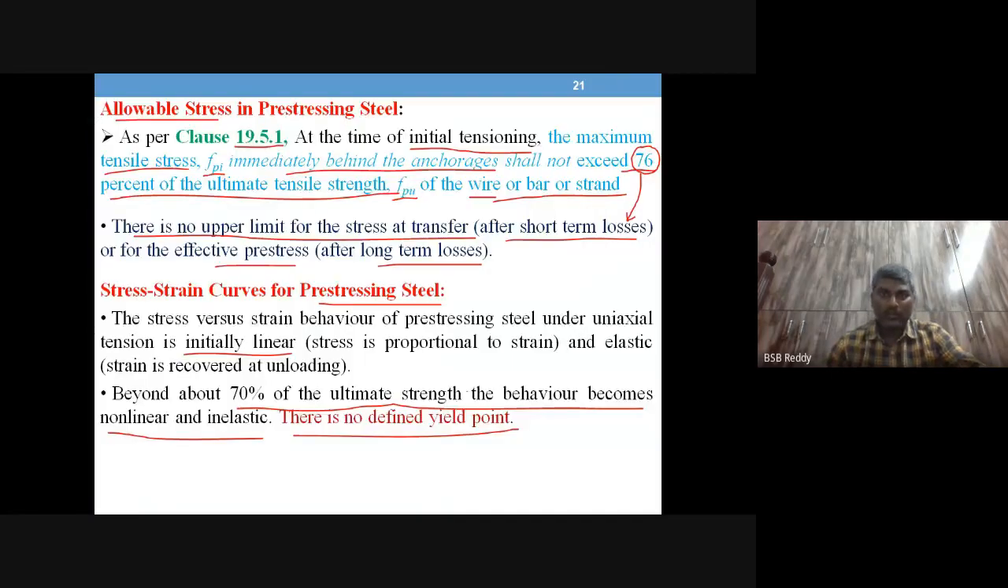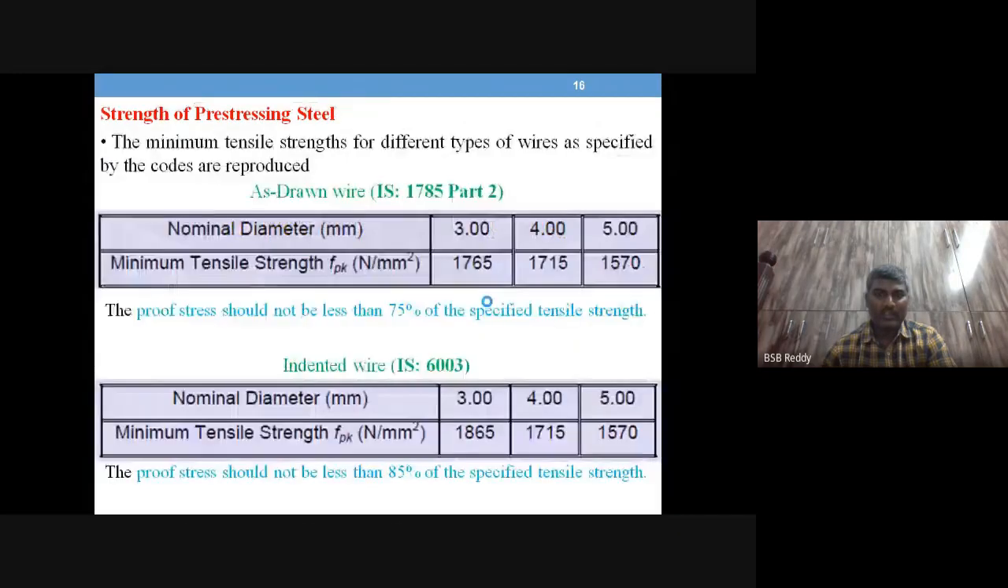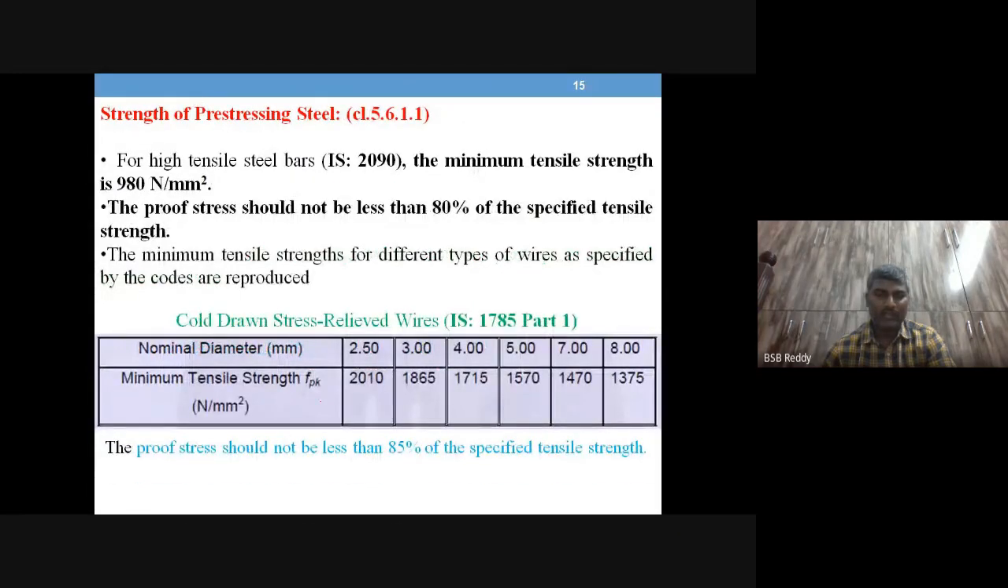So the limitation is only on initial pre-stress value, where at the time of initial tensioning, the maximum tensile stress in the wire or bar or strand, whatever it is, should not exceed 76% of its ultimate tensile strength. For that matter, the ultimate tensile strength values are given here. Even minimum tensile strength values are mentioned here.